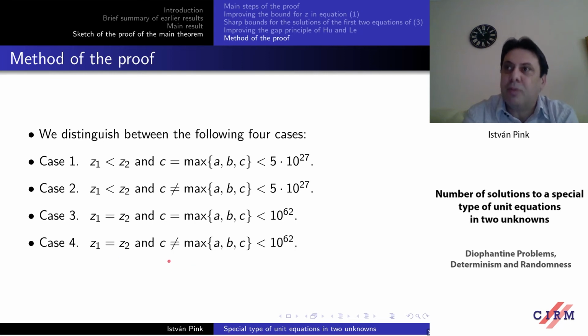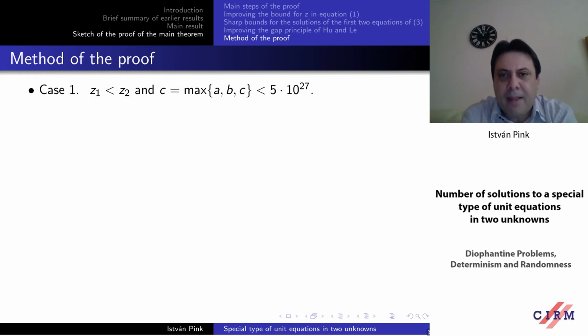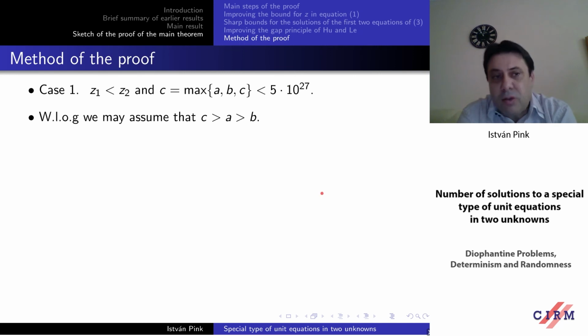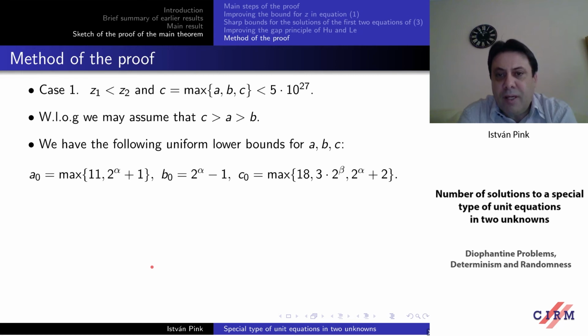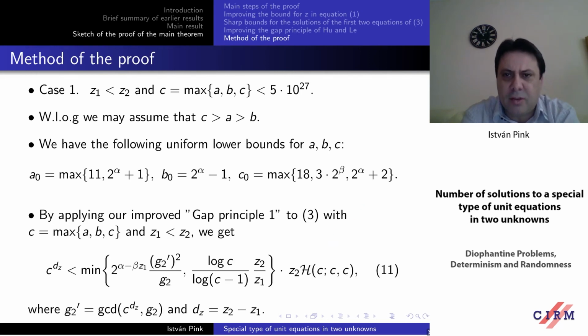So arriving at the computational and the enumeration step, it turned out, although we have 10 to the 62 on the right-hand side here, that this case was a bit easier. And this is the reason why I chose to go further with case 1. Okay, suppose that Z1 is less than Z2 and we have this Baker-type bound for C. Then, without loss of generality, because of symmetry reasons, since we know that C is the maximum, we may assume that we are in this case. Moreover, we have uniform lower bounds also for A, B, and C. These lower bounds come from the previously mentioned earlier results on equation 1.